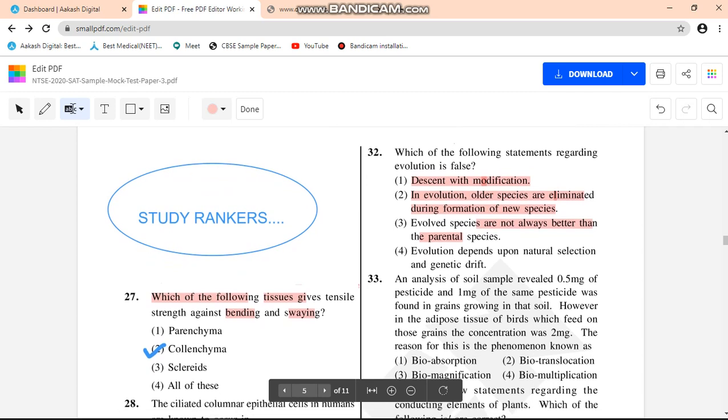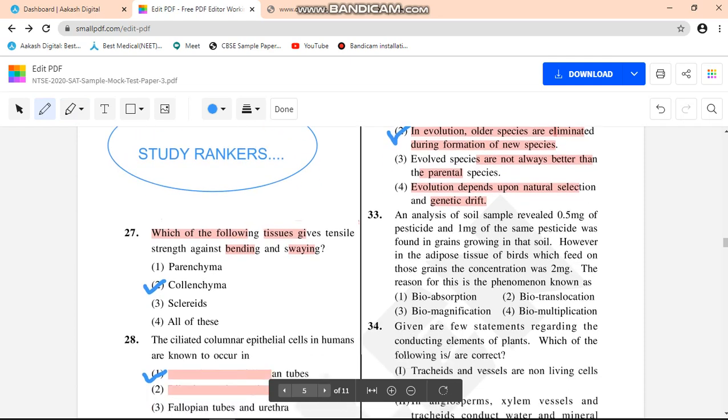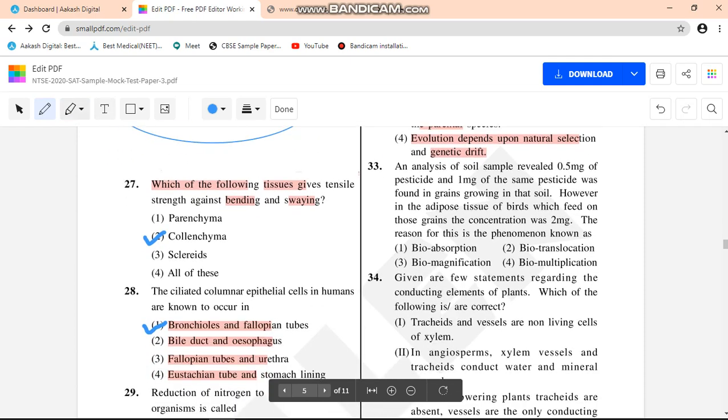And our statement number 4 is, evolution depends upon natural selection and genetic drift. This statement is absolutely true. So friends, our option number 2, in evolution older species are eliminated during the formation of new species, is the correct option. Friends, our question number 33.